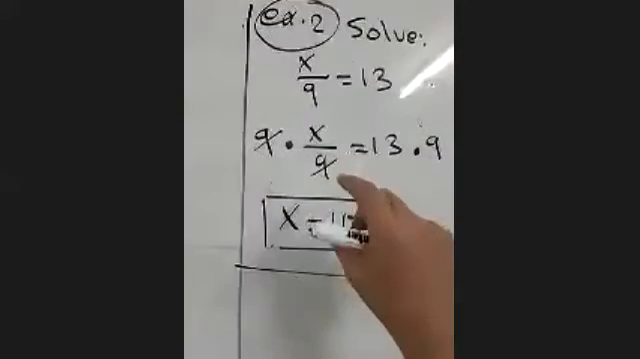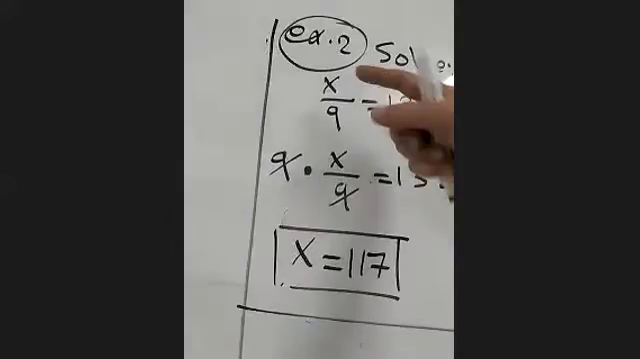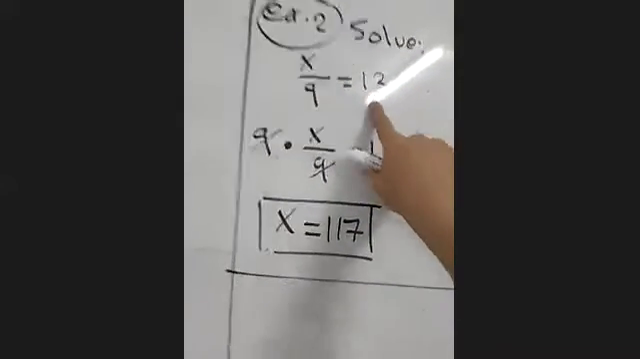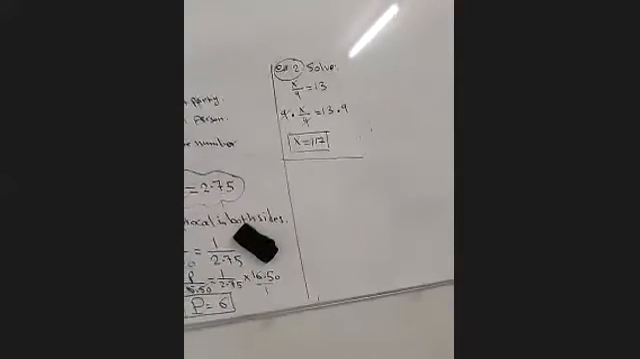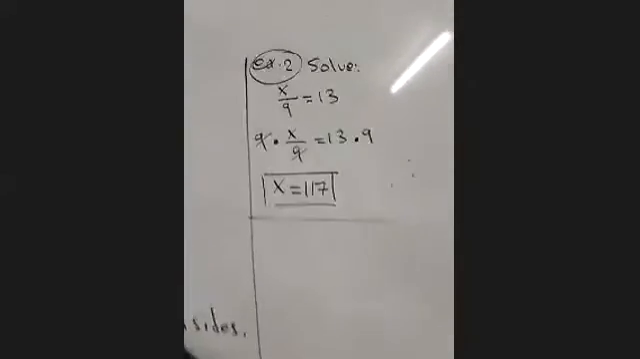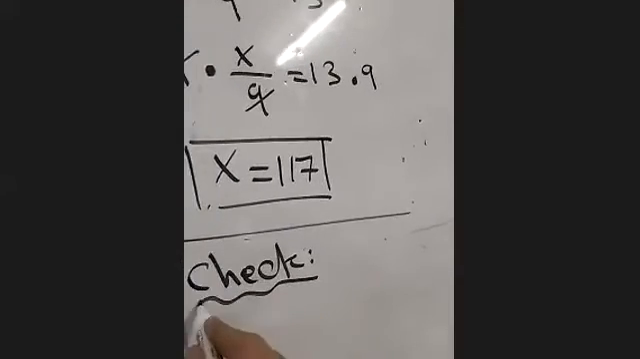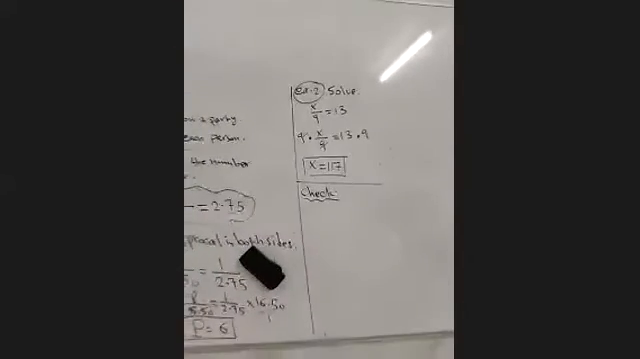Now, if you get this 117, guys, and put it here and divide by 9, the answer should be what? 13. This is example 2. Let's go to the check after example 2 together. Thank you, Amr. Let's do the check, guys.